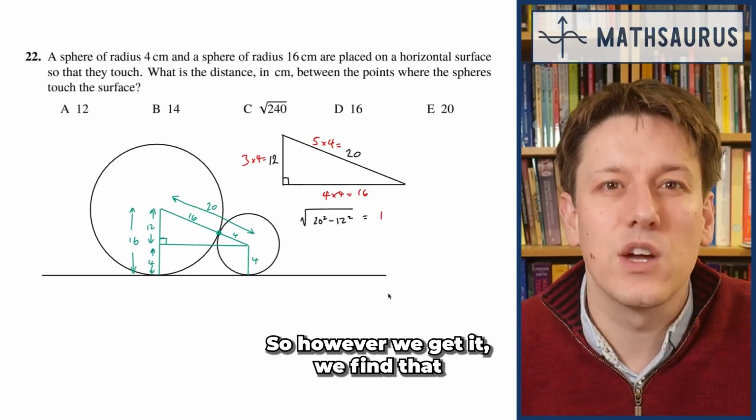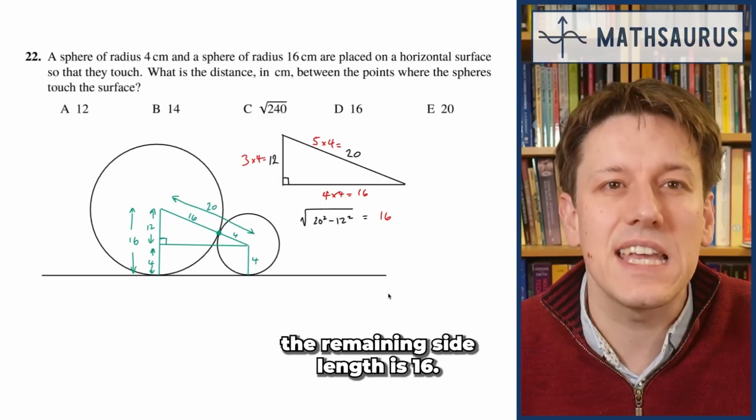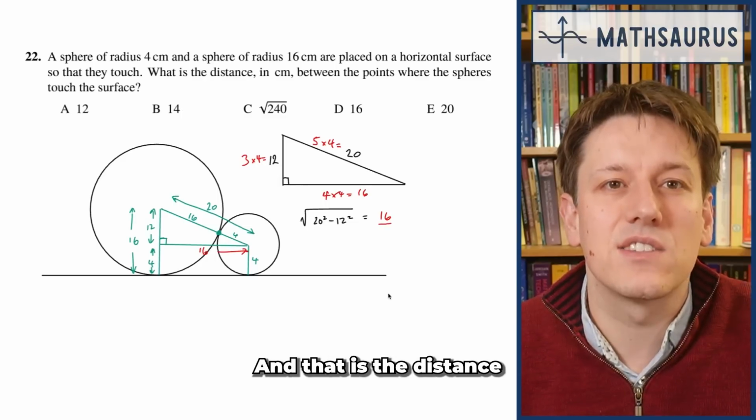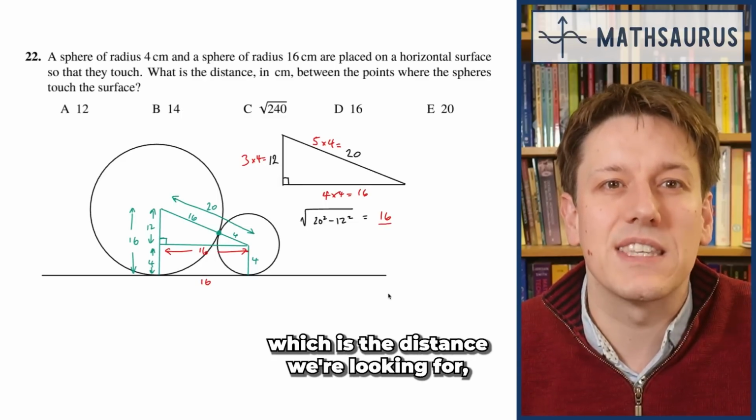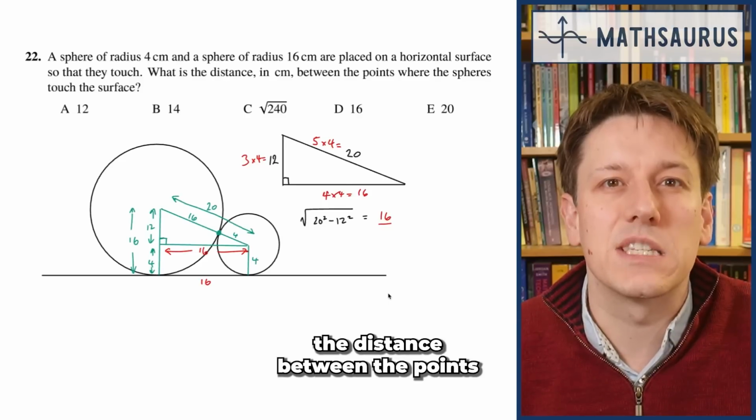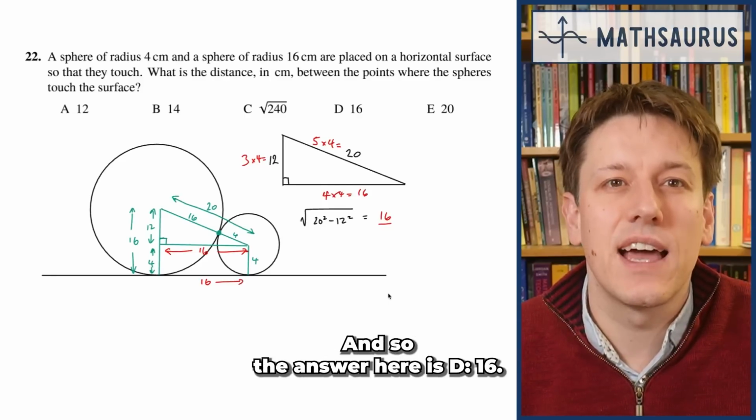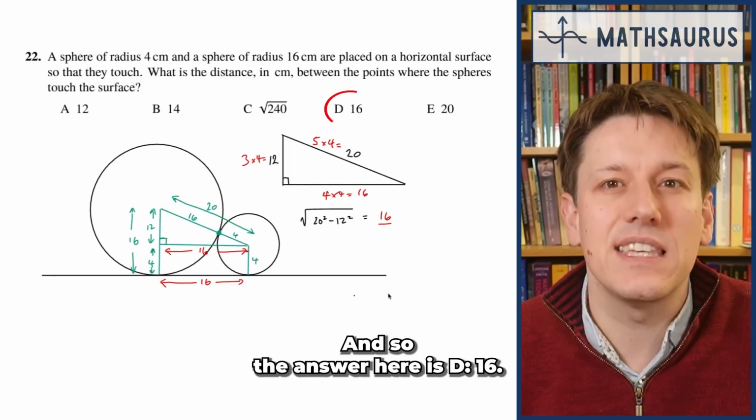So however we get it, we find that the remaining side length is 16, and that is the distance at the bottom of that triangle, which is the distance we're looking for, the distance between the points where the spheres touch the surface, and so the answer here is D, 16.